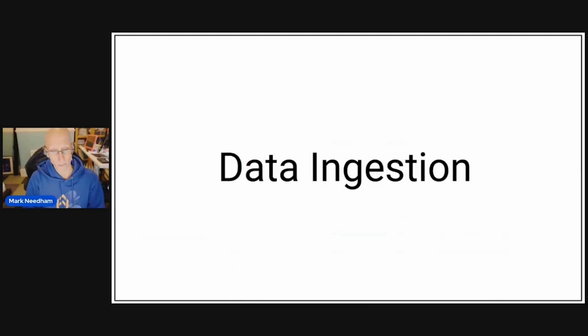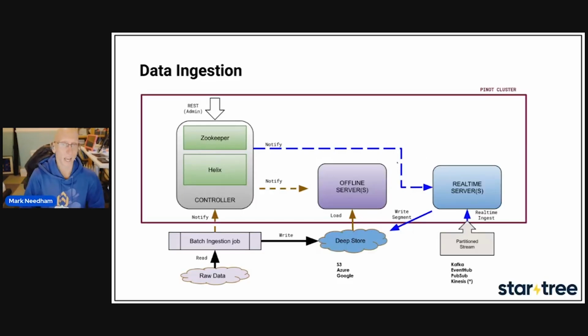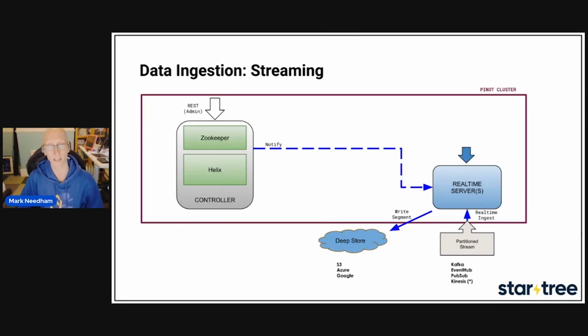Okay, so we're going to look first at data ingestion. In the last meetup, we looked at this diagram, which is a picture of what ingestion looks like. We're going to start with the streaming approach. Remember that the data comes in from a stream and gets processed by a server. Once the server gets a complete segment of data, where a segment is a subset of the rows with all the columns, it sends that to the Deep Store as the canonical copy. It will then get sent out to other servers if we have replicas, and the metadata pointing to where it exists will be in the controller.